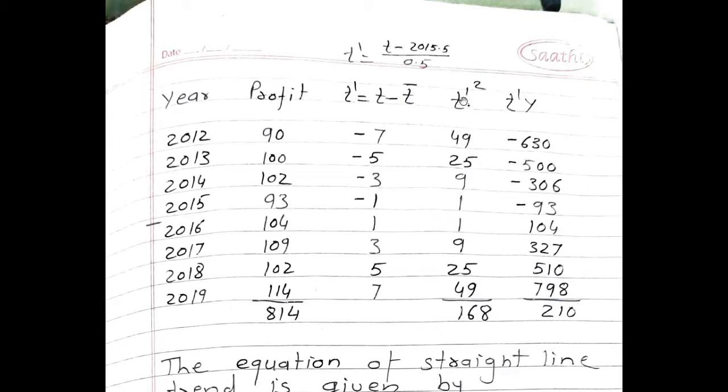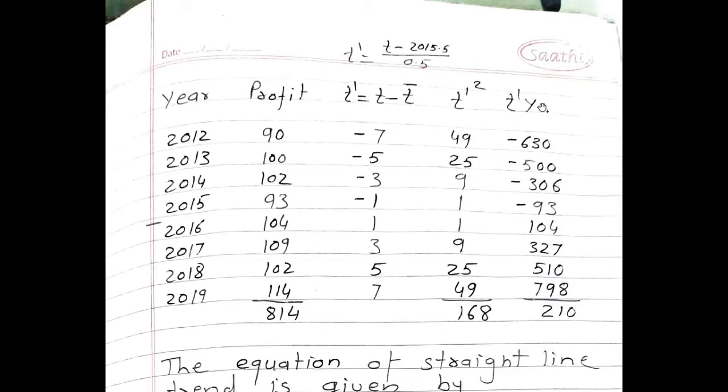Now we need t dash square also. So minus 7 square becomes 49, minus 5 square becomes 25, minus 3 square becomes 9, minus 1 square becomes 1, 1 square becomes 1, 3 square becomes 9, 5 square is 25, 7 square is 49.